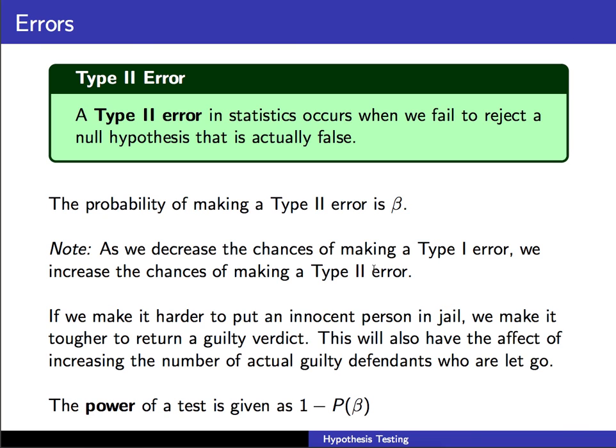The power of a test, which we're not going to get into in too much detail here, is given as 1 minus the probability of making a type 2 error. So the complement of making a type 2 error is called the power of a test.